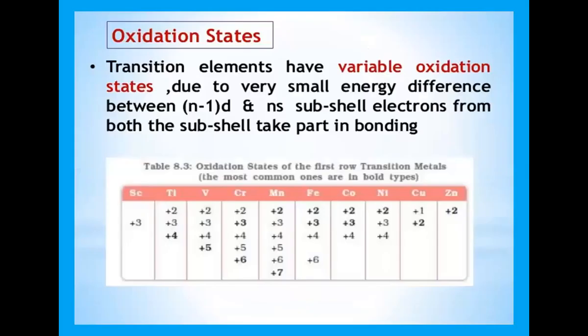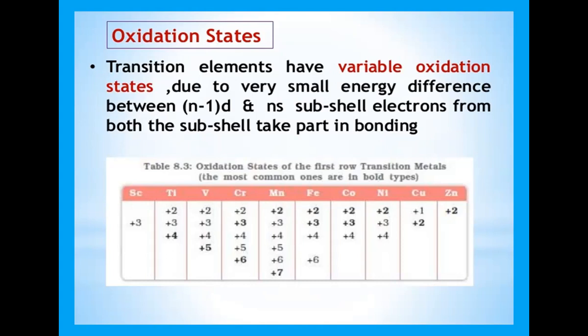Then regarding oxidation state. Due to the very small energy difference between the n minus 1 d orbital and the ns subshell, electrons of both subshells can take part in bonding, which leads to the exhibition of a large number of oxidation states. Particularly, I have quoted here the 3d series elements' oxidation states. At the beginning, from scandium to zinc, scandium shows +3 oxidation state. Then titanium shows up to +3, vanadium shows up to +4, chromium up to +5. Like that manganese shows +2 to +7.